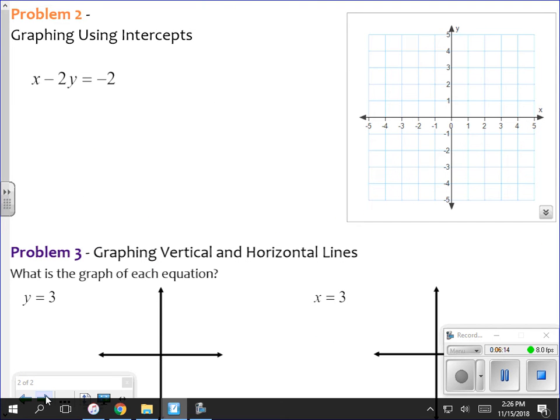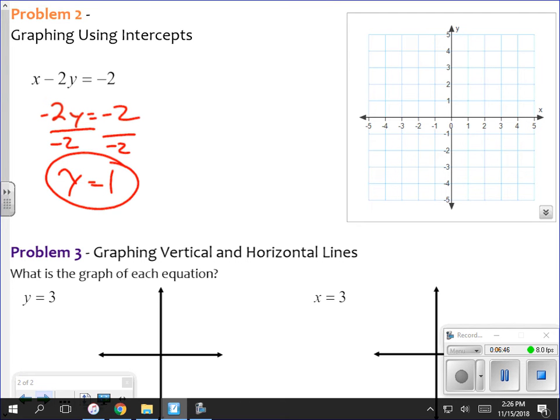Oh, look! Graphing using the intercepts. You already did that. Same thing. Cover up the x's. Cover up x, you get what? Negative 2y equals negative 2. Watch your x's and y's carefully. No, you can do the x's first. Doesn't matter. Divide by negative 2. y equals 1. That's my y-intercept.